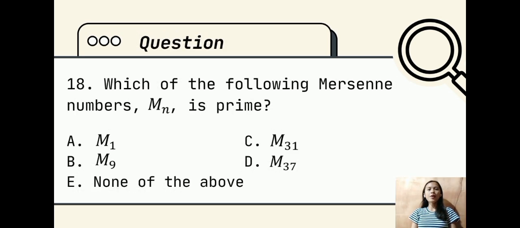Number 18. Which of the following Mersenne numbers is prime? A. Mersenne 1, B. Mersenne 9, C. Mersenne 31, D. Mersenne 37, E. None of the above.